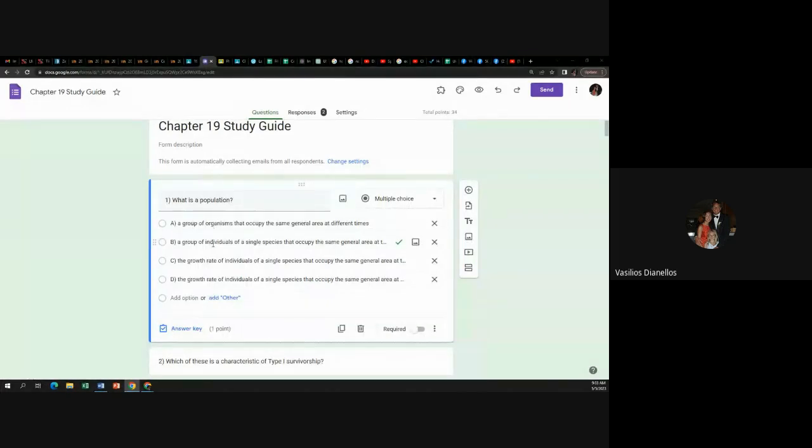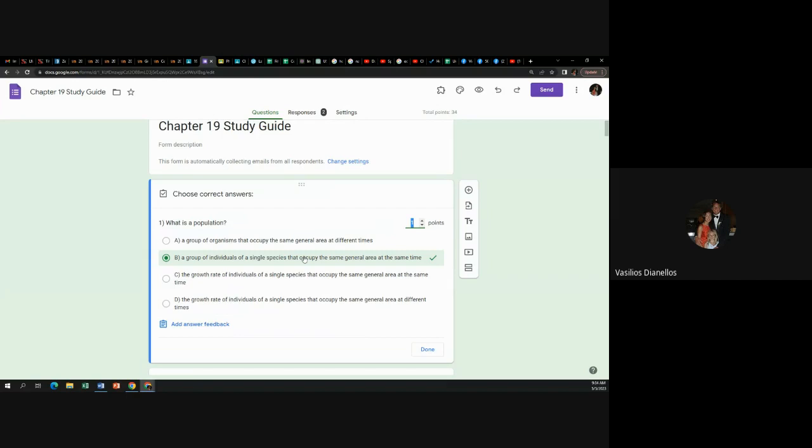It's a group of individuals of the same species, right? A single species that occupies the same general area at the same general time. And we already talked about that with the whole termites infesting your house thing, right? So it's just one species at the same place at the same time. Of course, I could change this to be the correct answer by saying, well, never mind. No. Yeah, that's it. That's the correct answer.